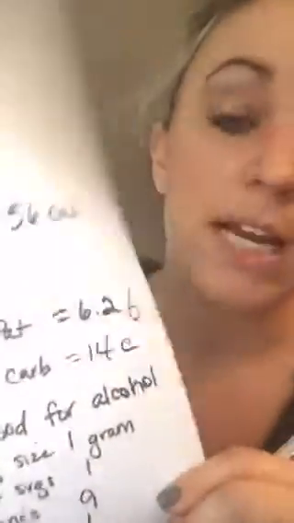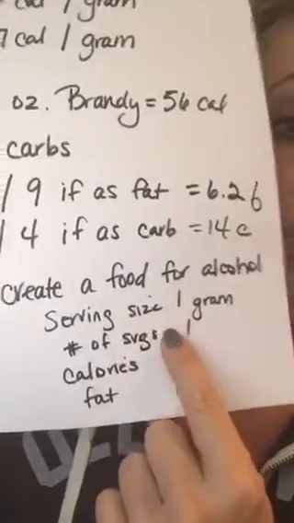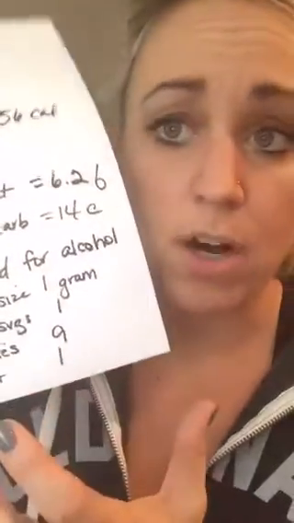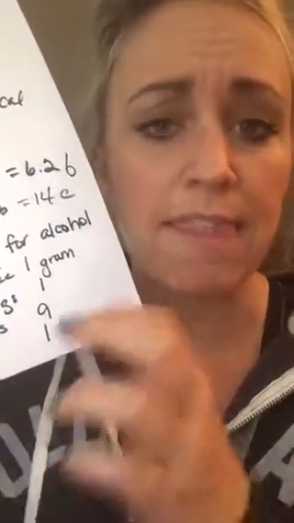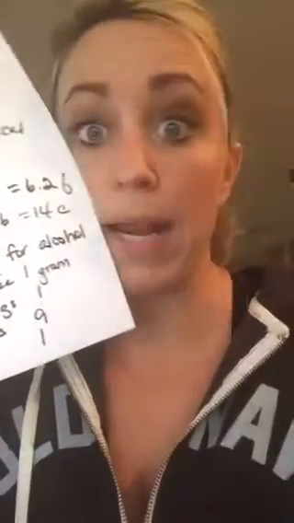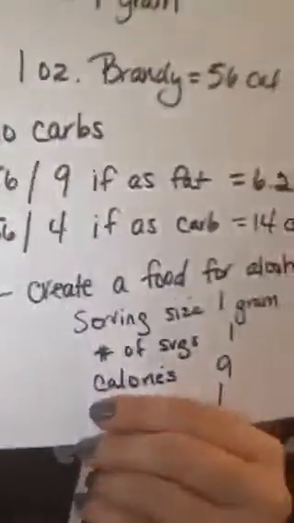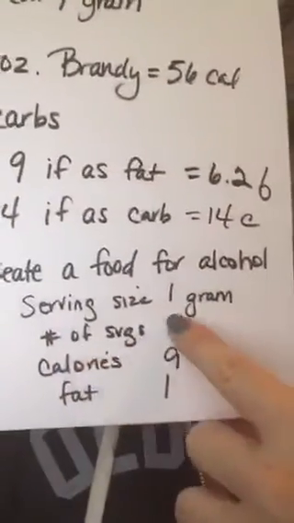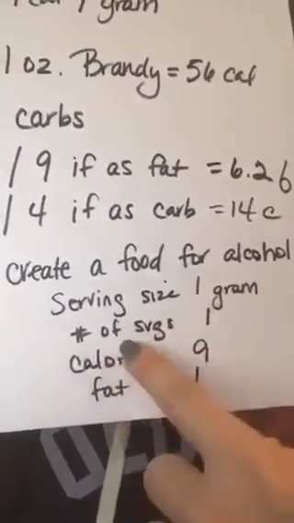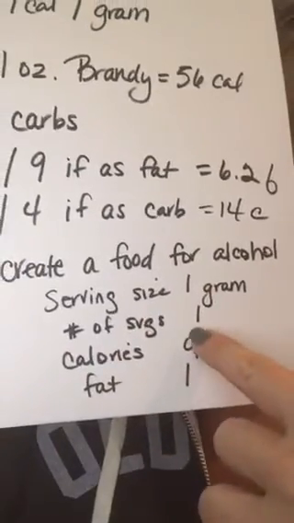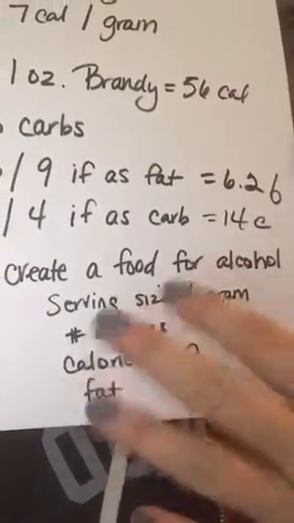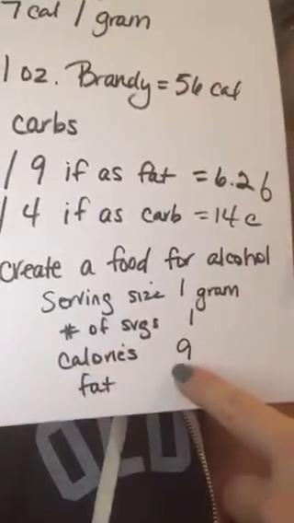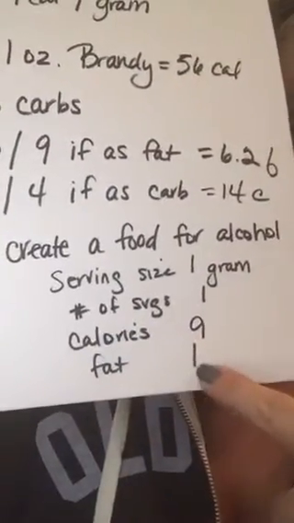If you're going to create it, the easiest way I have found in MyFitnessPal is to create it as a fat. Call it whatever you want. I call mine, I think, alcohol conversion, and then that's the brand name, and then it'll say description, and I write fat below that. Serving size is going to be 1 gram. Number of servings is going to be 1. And then when you go in and start putting in all your nutrients, it's going to be 9 calories and 1 gram of fat.